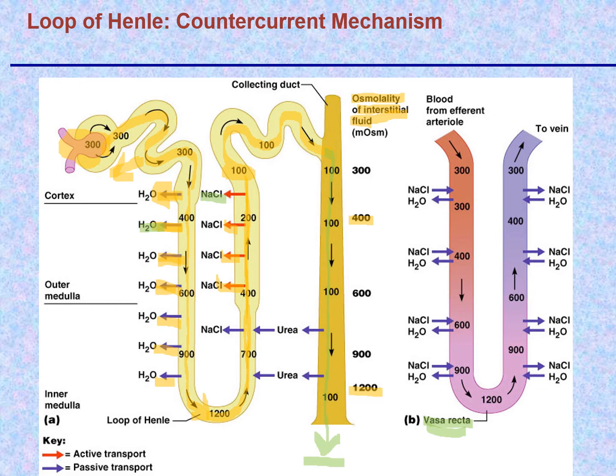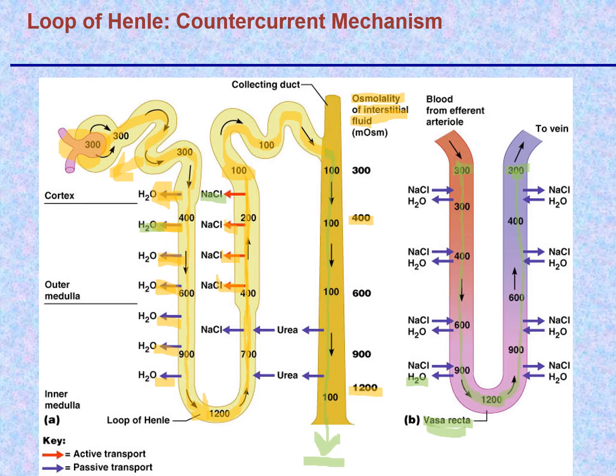The way it's happening here is that water is moving out, and so this blood actually gets concentrated also in terms of its osmolarity. So it stays in parallel with the concentration of the filtrate, increasing here from 300 to 1200, and then decreasing from 1200 to 300. Remember, it's maintained at 300 otherwise, so it doesn't go below 300.